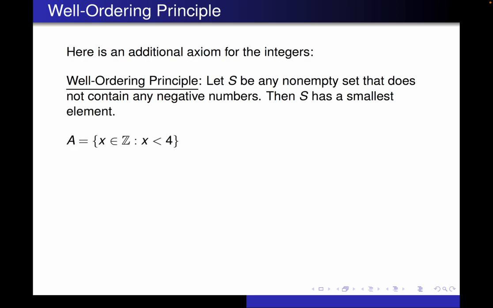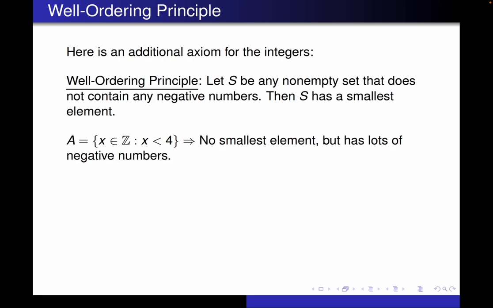So, for instance, here's a set that is not relevant to the well-ordering principle. If I look at all the integers that are less than 4, that does not have a smallest element. There's a ton of negative numbers, but there's no smallest negative number. There's no negative number where we can say, okay, -1,000,000, that's the smallest one. No, it includes all the ones to the left of -1,000,000 as well. But that's not relevant, I mean, it has lots of negative numbers. The well-ordering principle only applies when you have non-negative numbers.